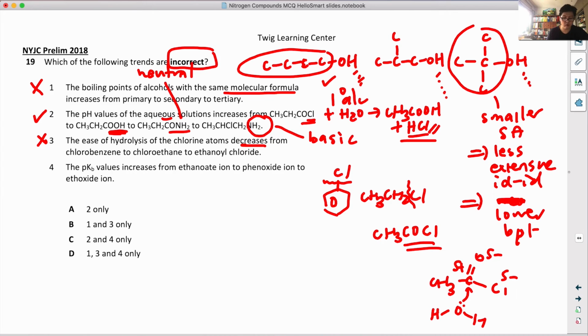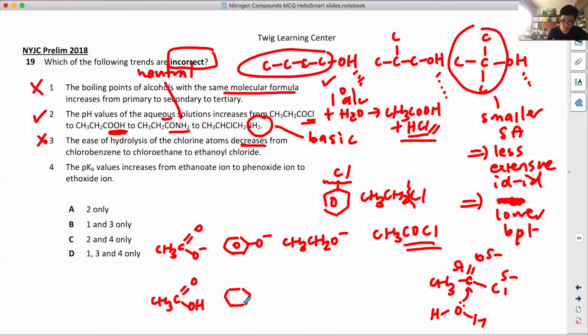Now option 4: the pKb values increase from ethanoate ion to phenoxide to ethoxide ion. So let me just draw it up first. Ethanoate ion is this, to phenoxide ion, to ethoxide ion. Okay, so now they are talking about bases, right? So I'm going to do this first. I'm going to think in terms of acidity. I'm going to draw the acids first.